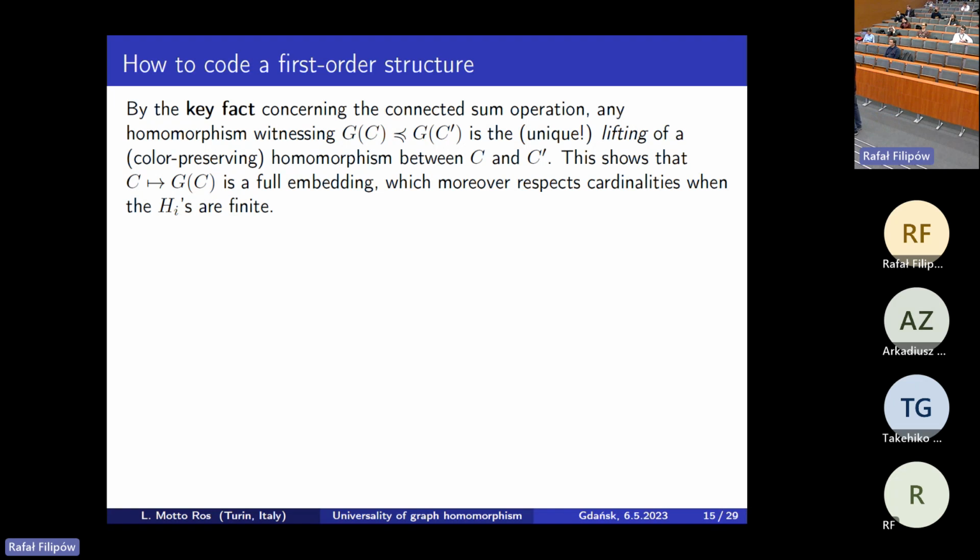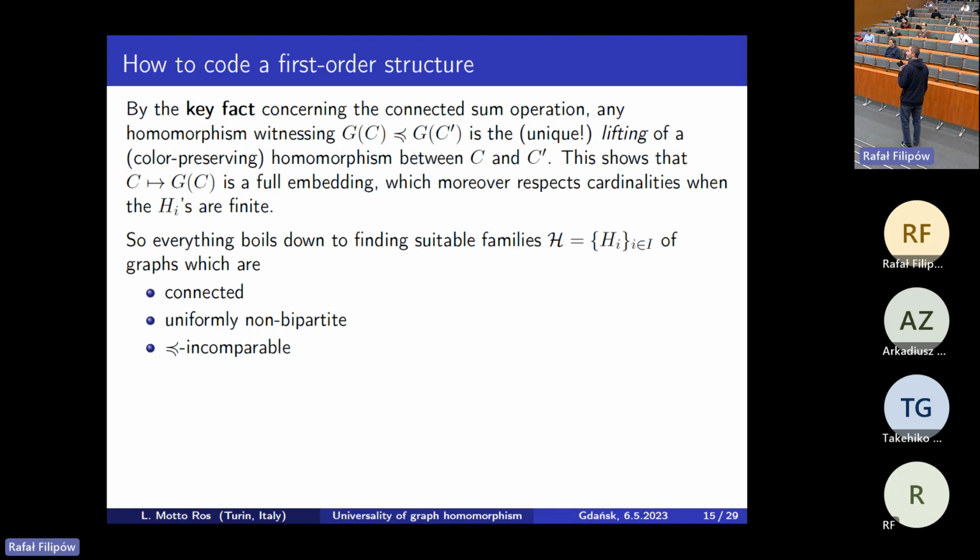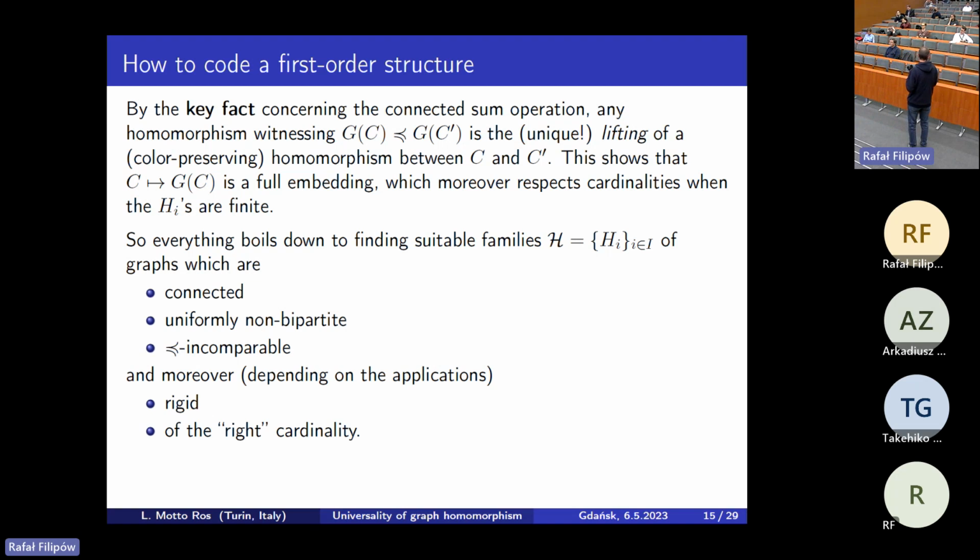procedure, and it gives you a full embedding with all nice properties, okay? So everything that you need to perform the construction is a family of labels, H_i, which are connected, uniformly non-bipartite, and incomparable. And we know that we have many of them. Now maybe you want them to be rigid, maybe you want them to have the right cardinality, maybe you want to control further parameters. So everything boils down to finding the right labels. If you have the right labels, then you know that you can perform the construction.